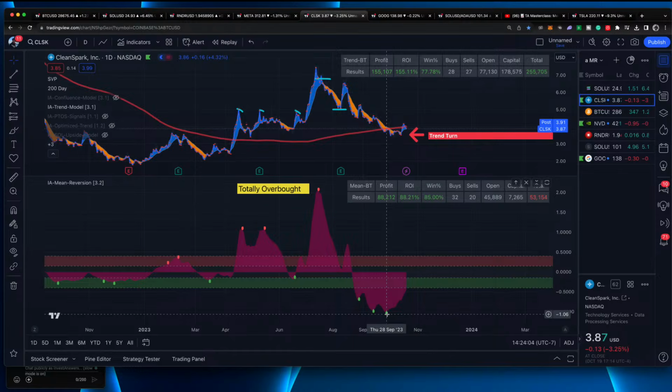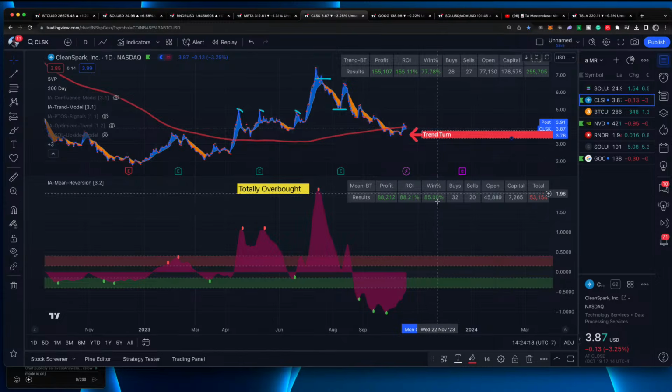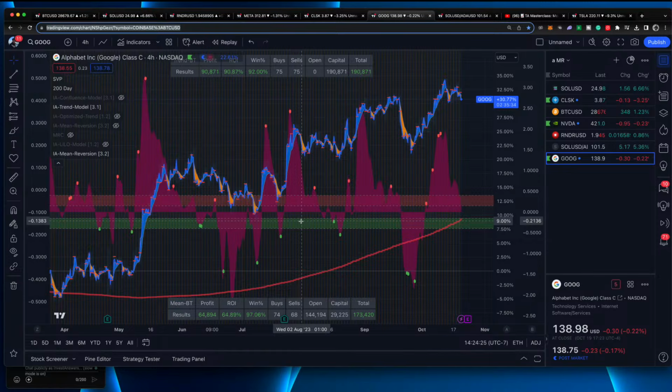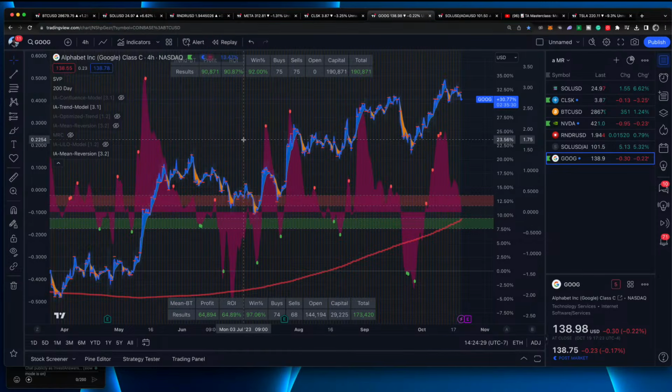This is why you need these tools to play. By the way, the red line there is a 200-day moving average, so you know where the trend is. And this is where I bought. I bought when I waited for the trend to turn, when it flipped blue here. And if you look at the win rate for the trend, it's 77.78%. And for the mean, it's 85%. All right, let's look at Google, and then we'll look at a first pair, and then I'll open up some questions and make sure everybody is tracking with what I'm saying.